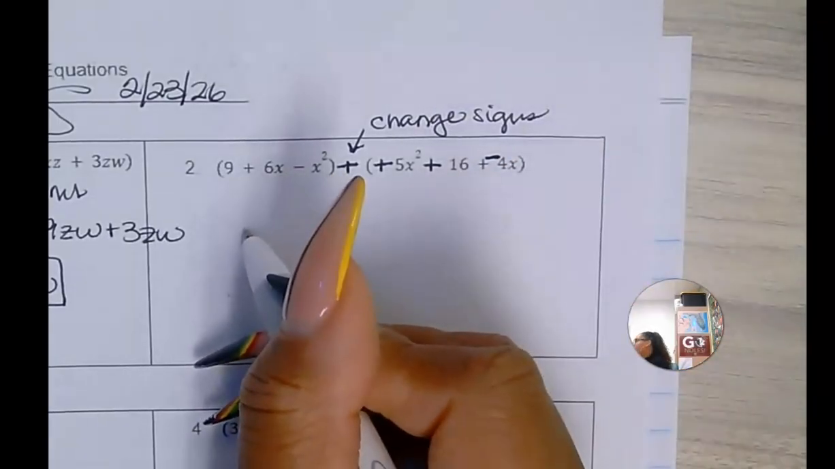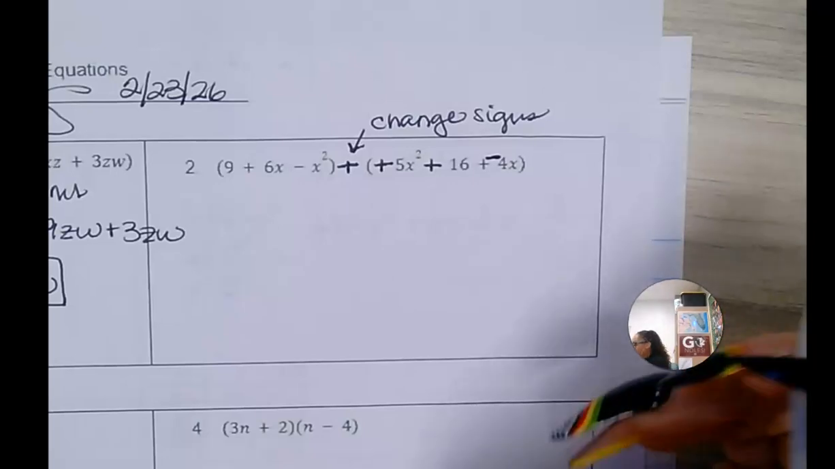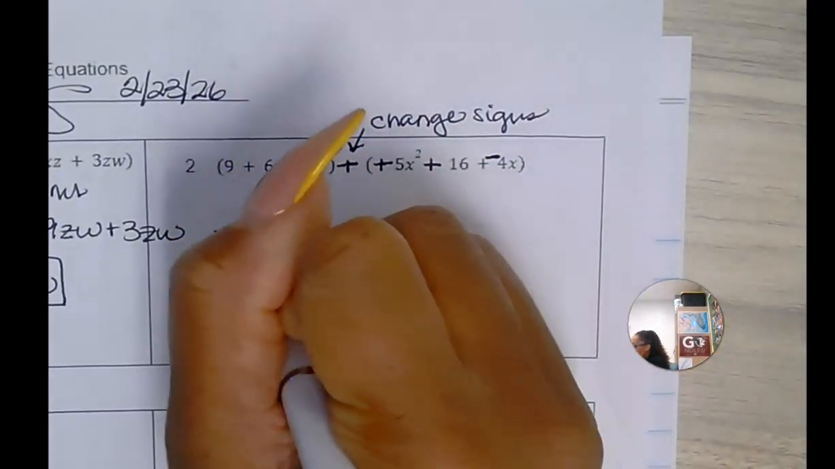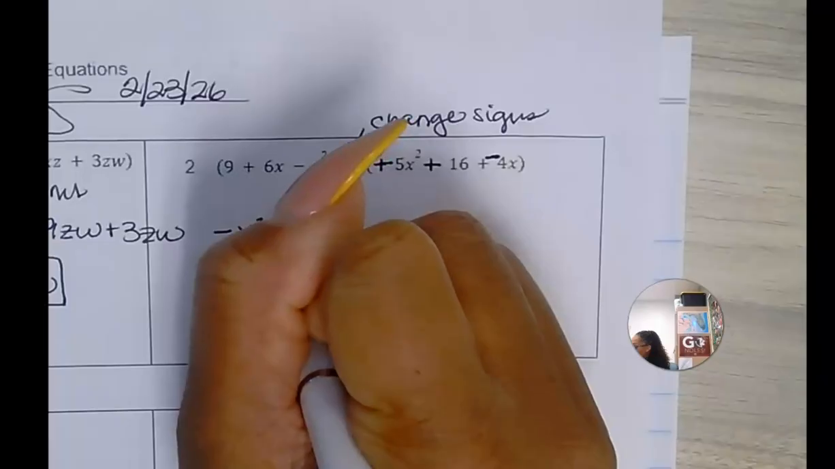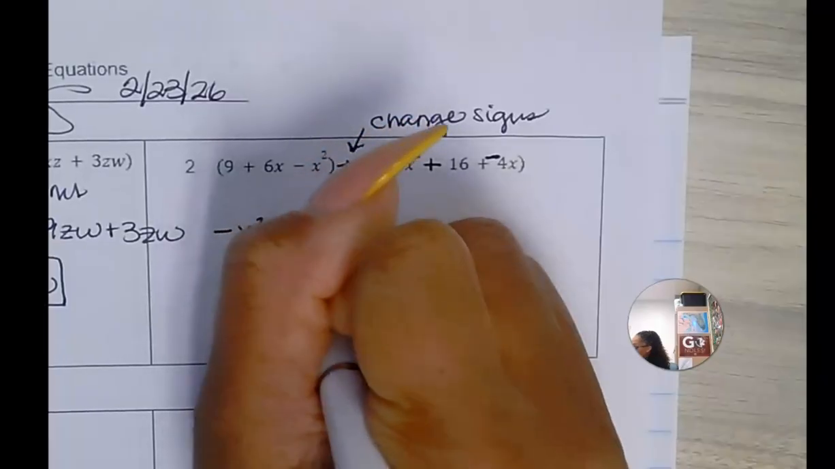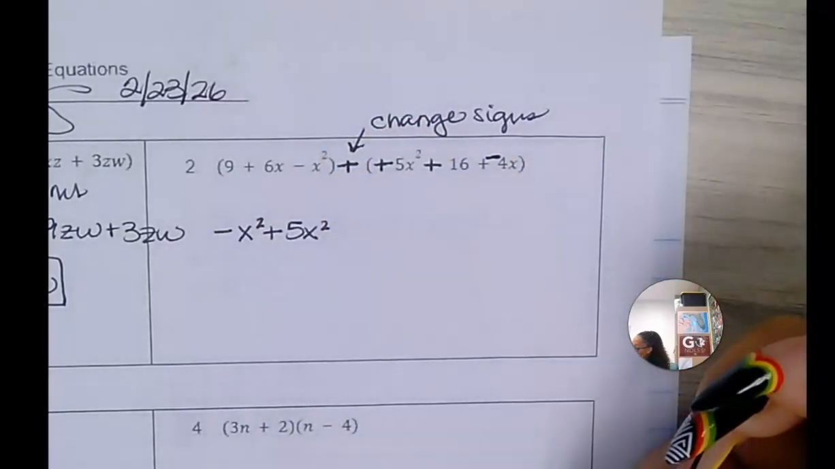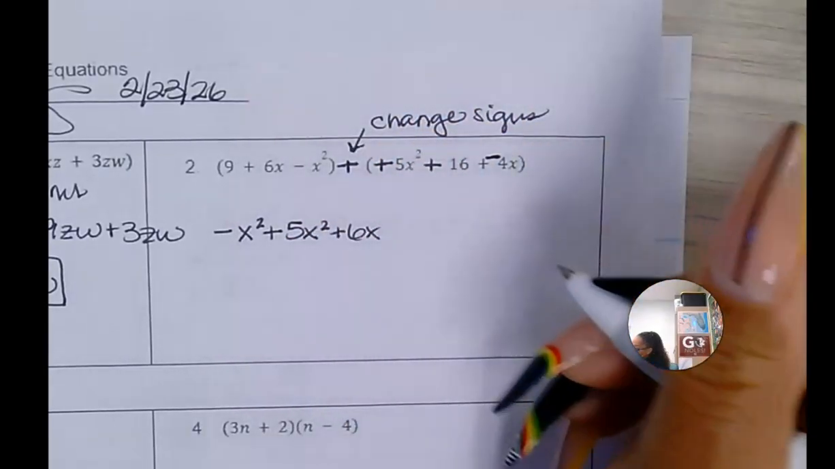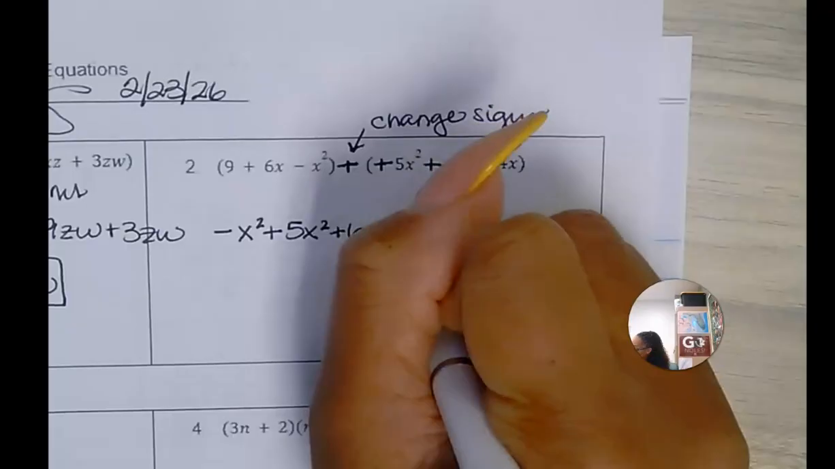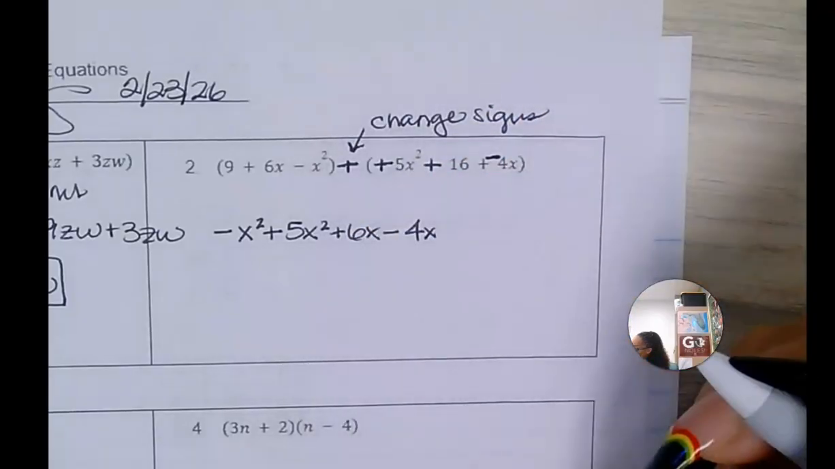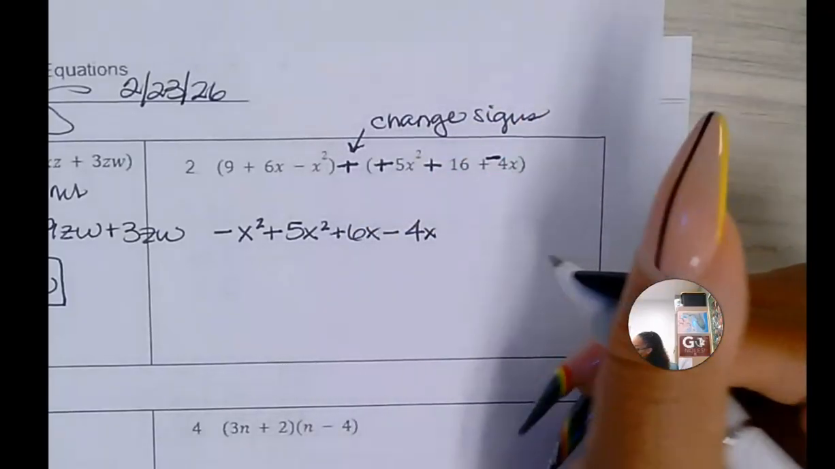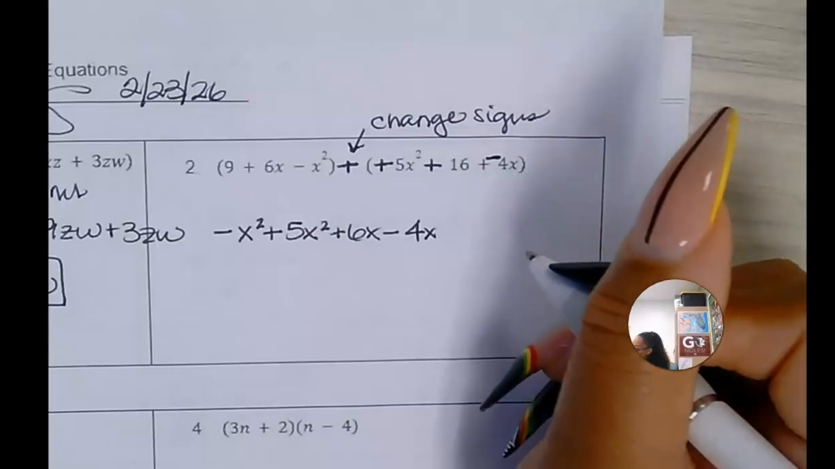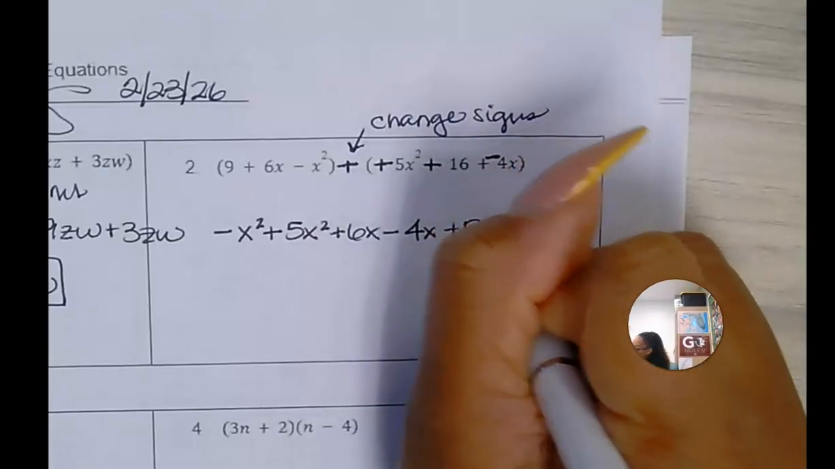Now who do I write first? Negative x squared plus what? 5x squared. Good, keep going. Minus 4x. Thank you for not saying two signs. And then plus 9 plus 16. Good.